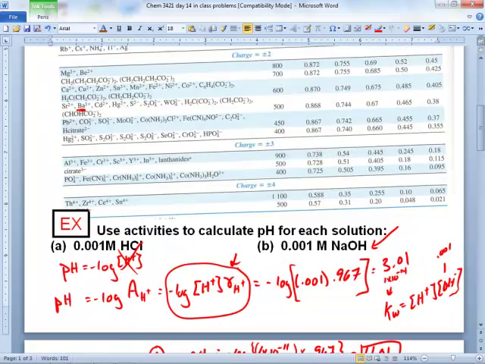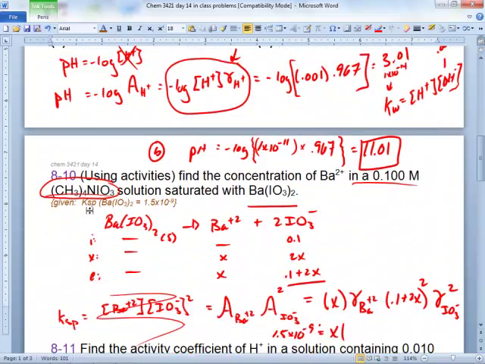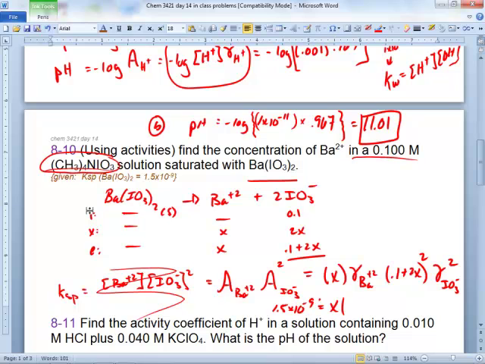Okay, what is my ionic strength? What is my ionic strength? What are all the ions I have to worry about? I've got to worry about the barium. I have to worry about the iodate. And this funky salt over here. Right? So I have to use that equation: 1/2 the sum of the concentration times the charge of each ion squared, add them all up.